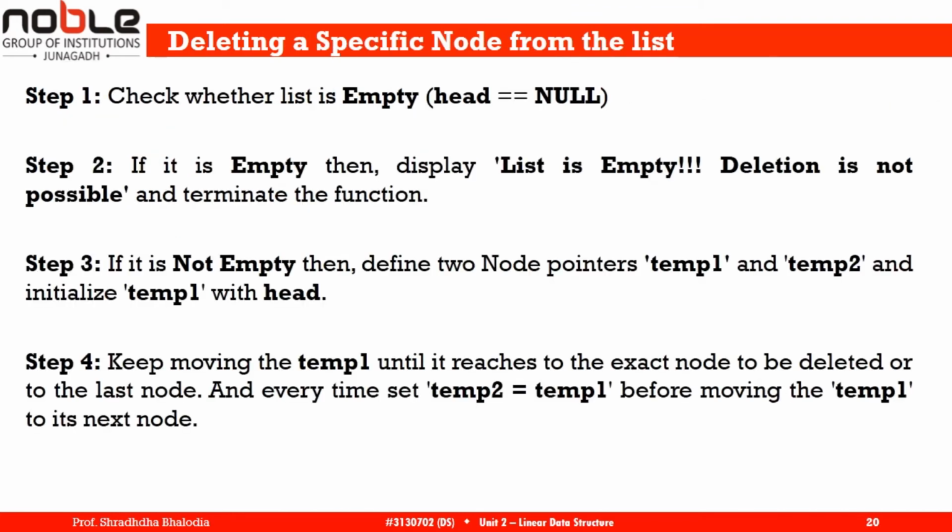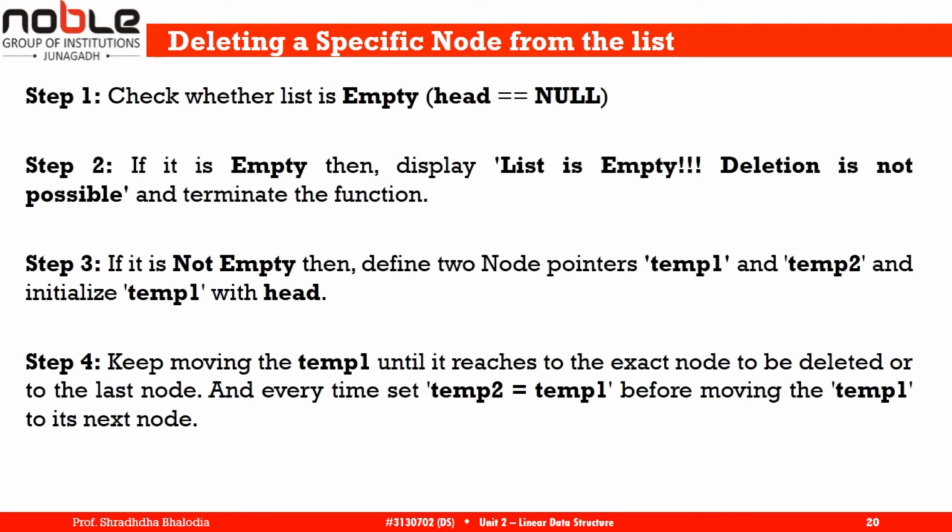Now we go forward to deletion at a specific location. Here also we need to check the empty condition, because if there is no node in the list, then there is no need to delete an element from the list. So check whether the list is empty. If head is equal to null, then the list is empty. If it is empty, then deletion is not possible and terminate the function. If it is not empty, then we need to define temporary 1 and temporary 2 as we defined in the previous algorithm. Right? Initialize temporary 1 with head.